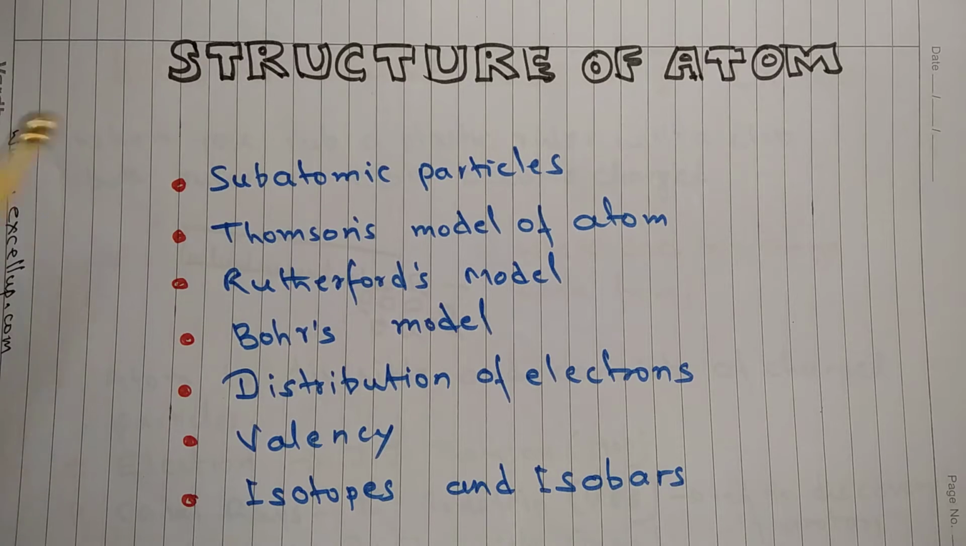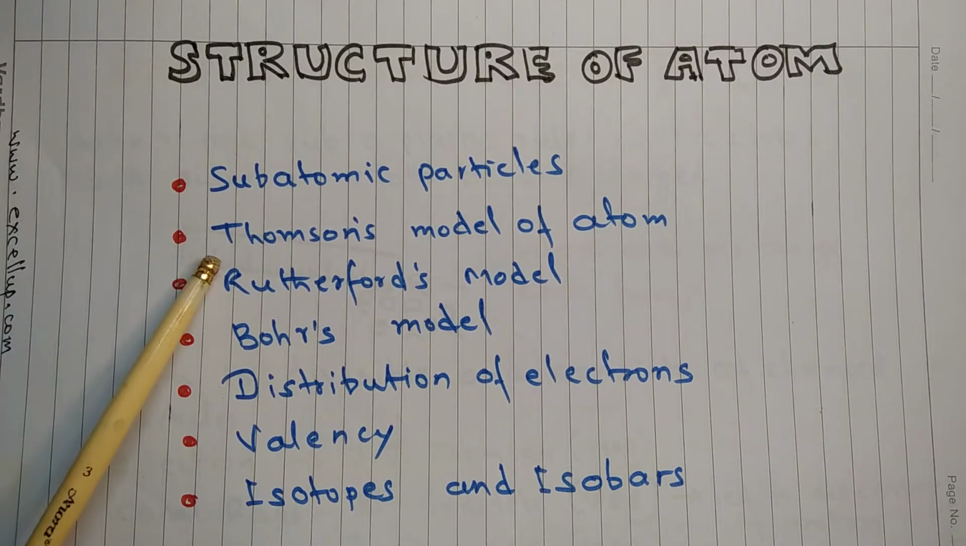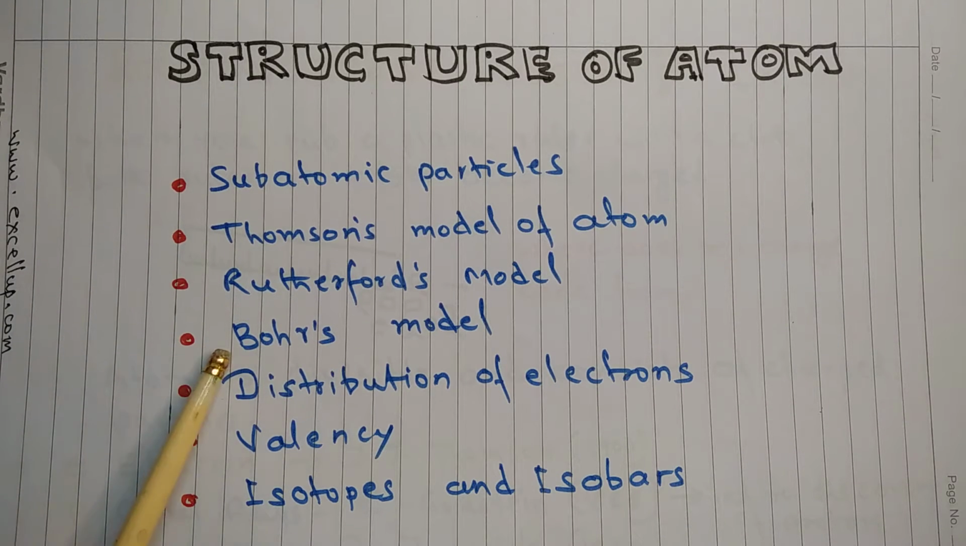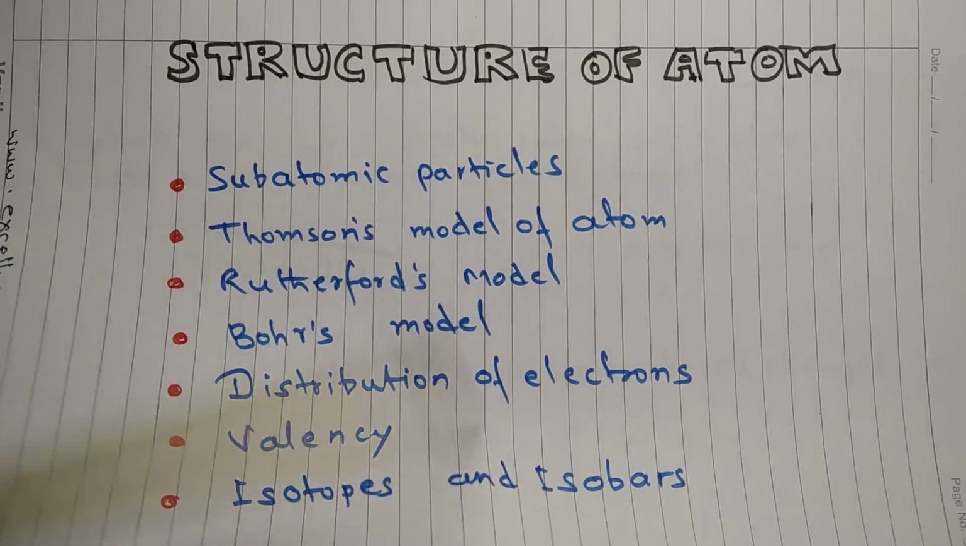In this lesson, you will learn about the structure of atom. You will learn about subatomic particles, about Thomson's model of atom, Rutherford's model of atom, and Bohr's model of atom. After reading about these models, you will learn about distribution of electrons in discrete orbits, about valency, and about isotopes and isobars.